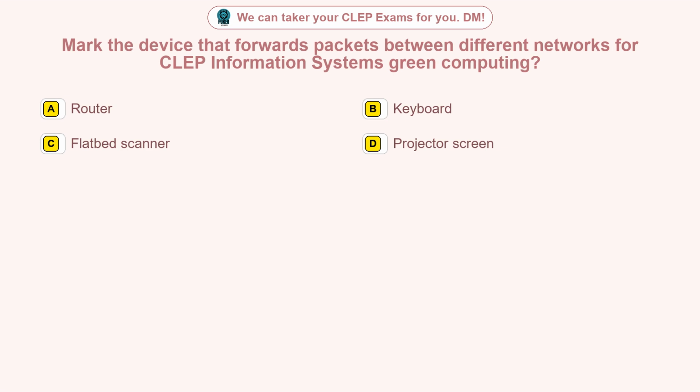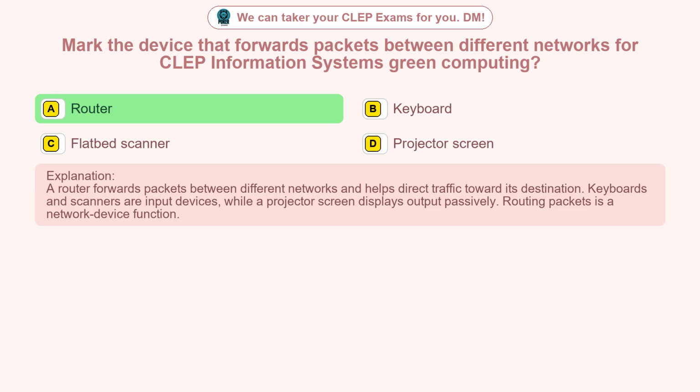Question 56. Mark the device that forwards packets between different networks for CLEP Information Systems green computing. Option A, router. Option B, keyboard. Option C, flatbed scanner. Option D, projector screen. The correct answer is option A, router. A router forwards packets between different networks and helps direct traffic toward its destination. Keyboards and scanners are input devices, while a projector screen displays output passively. Routing packets is a network device function.